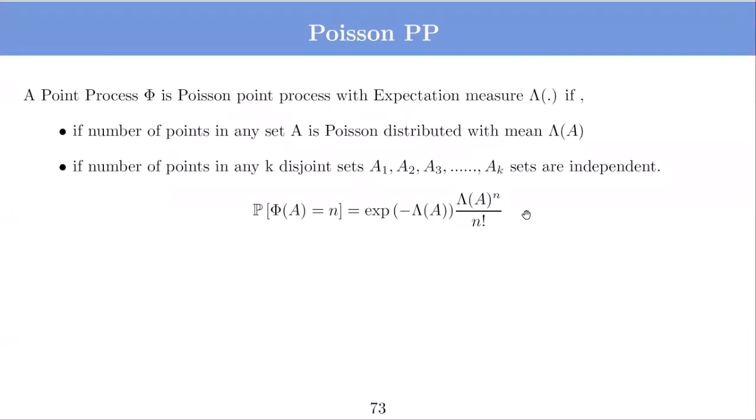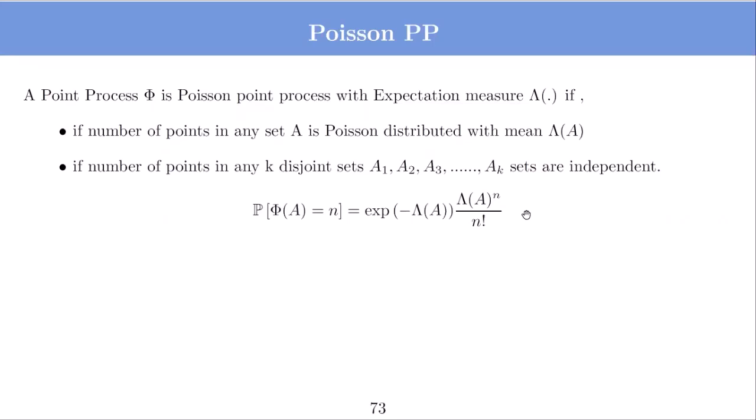with not a uniform density, but any non-constant density. So in that case, I will say the point process is a Poisson point process with expectation measure capital lambda if the number of points in any set A is Poisson distributed with mean lambda of A. So this mean is fixed, lambda of A, because of the expectation measure definition, but it's also Poisson distributed. And the second condition is the same: the number of points in any k disjoint sets are independent.